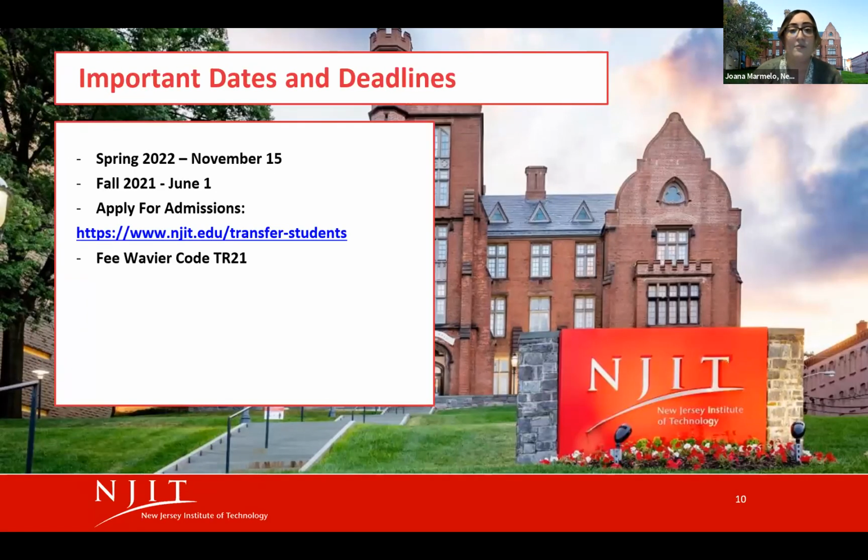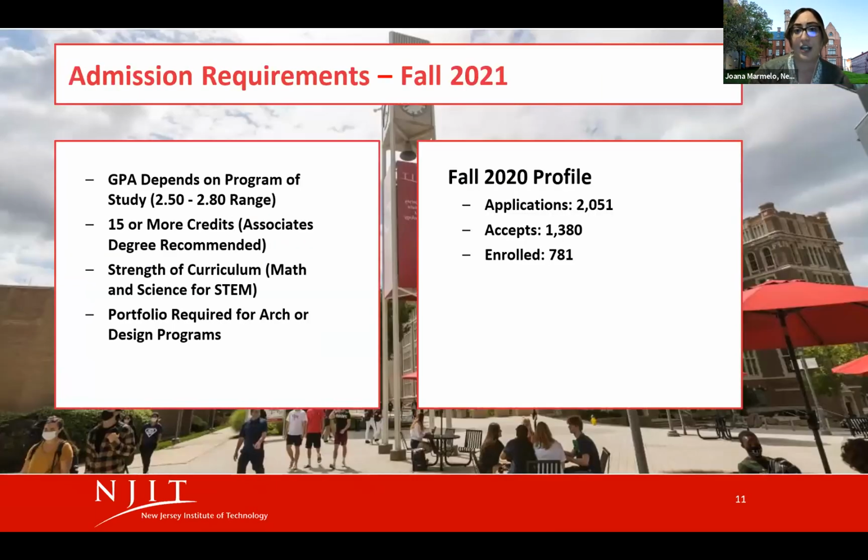For our transfer students, if you want to apply to start in the spring, just note down November 15th is your deadline. And for the fall, we are still taking applications, so June 1 would be that deadline. If you want to waive the application fee, just use TR21, or just reach out and I can give you the fee waiver code at a later date. Our application is on our website, so you can just check it out.